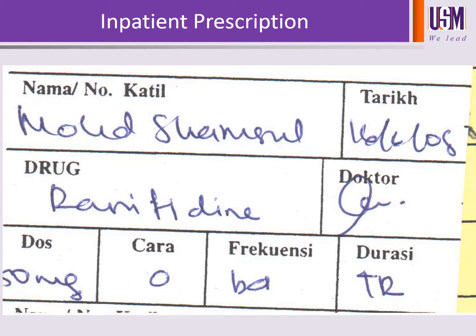The last one will be the treatment duration. Treatment duration is usually written as 5 over 7, so it is 5 days. If it is written 1 over 52, it means it's for 1 week. Sometimes it is also written as TR. TR means still review. The prescription is valid until the patient is discharged from the ward.